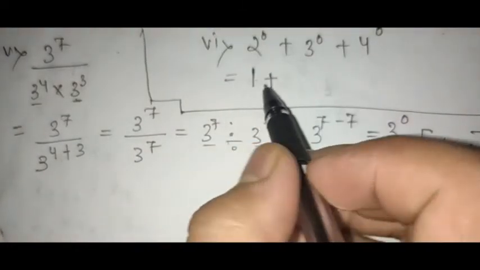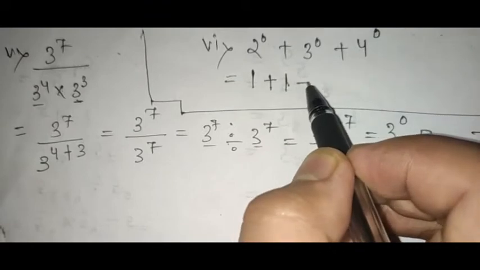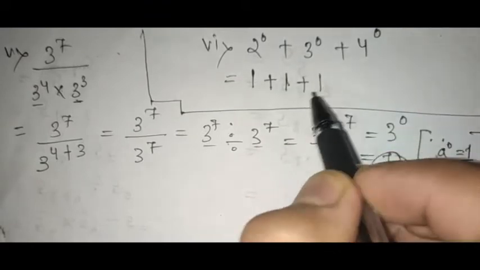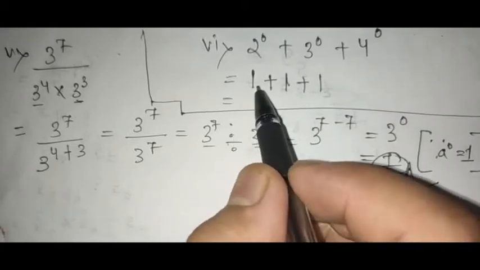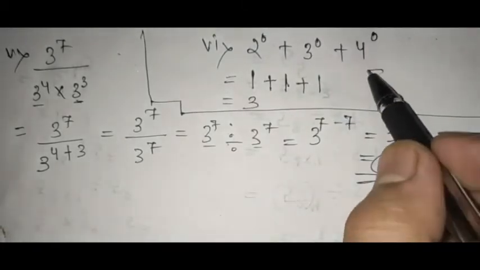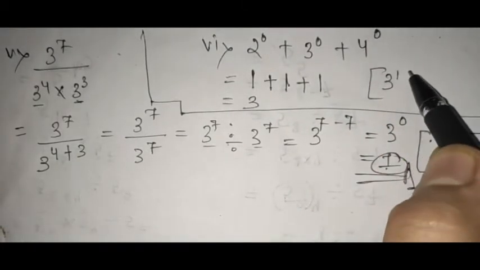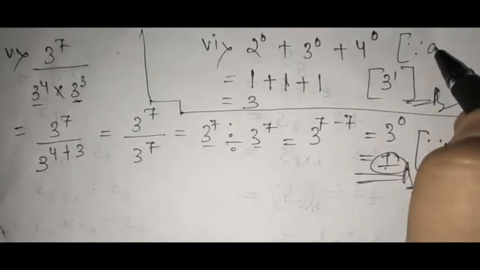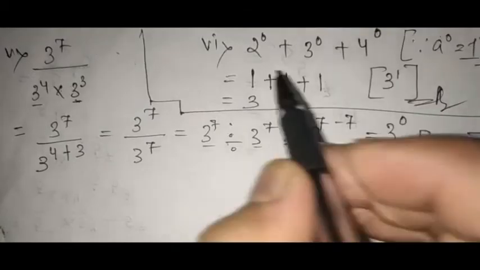So 2 to the power 0 is 1, 3 to the power 0 is also 1, and 4 to the power 0 is also 1. So what is the value? 3 to the 3. So what is your answer if you have to write this in exponential form? 3 to the power 1. Okay, so this is a simple one. Since a to the power 0 is 1, that's why I have written the value 1 here.